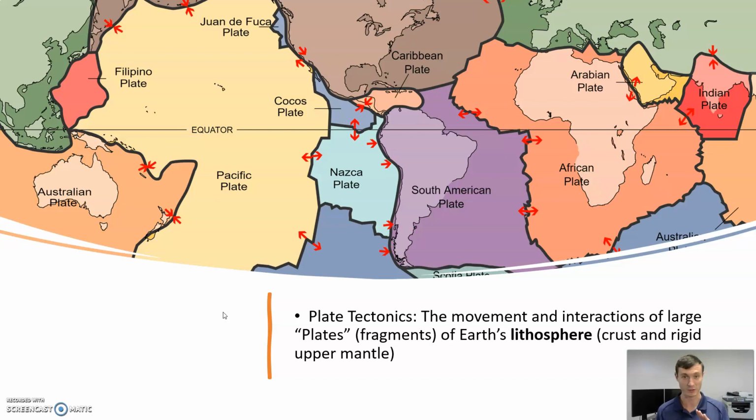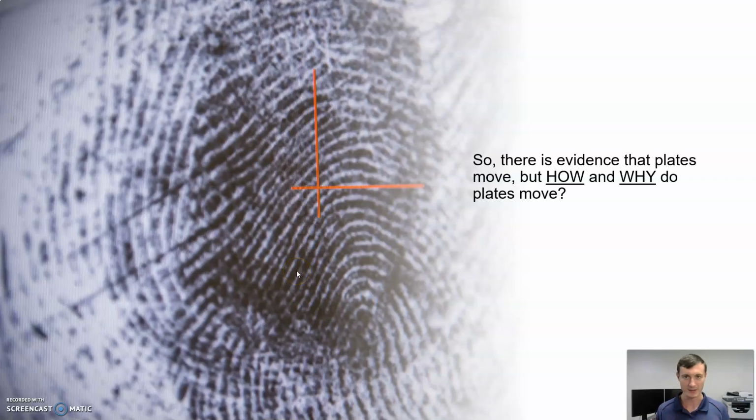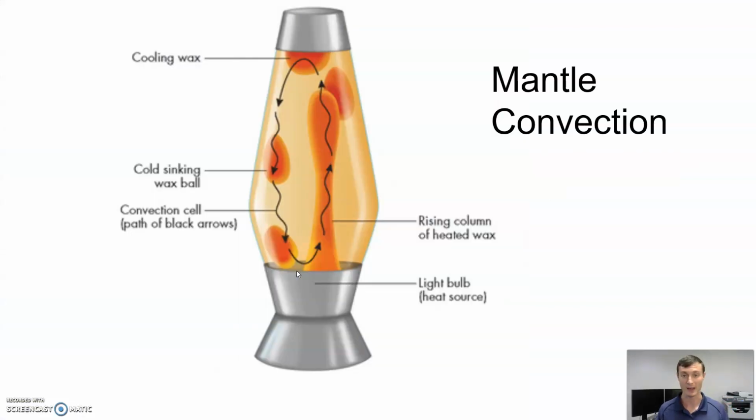And it's important to note before we get any further, plates are not the same as crust. These are made of lithosphere, made of crust and the upper rigid part of the mantle. So we've talked about all this evidence that the plates are moving around, that the surface of the Earth, the continents are all in motion. But this begs the question of how and why these plates move. Well, the answer to how and why the plates move all has to do with convection, mantle convection.